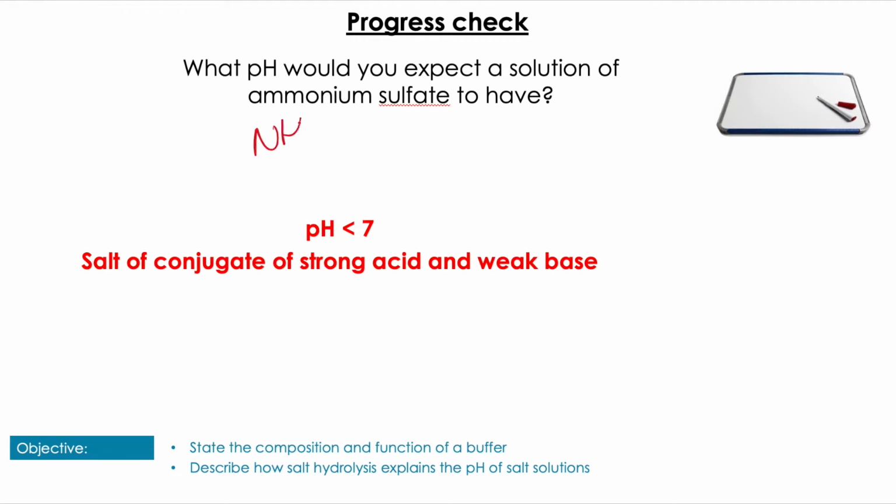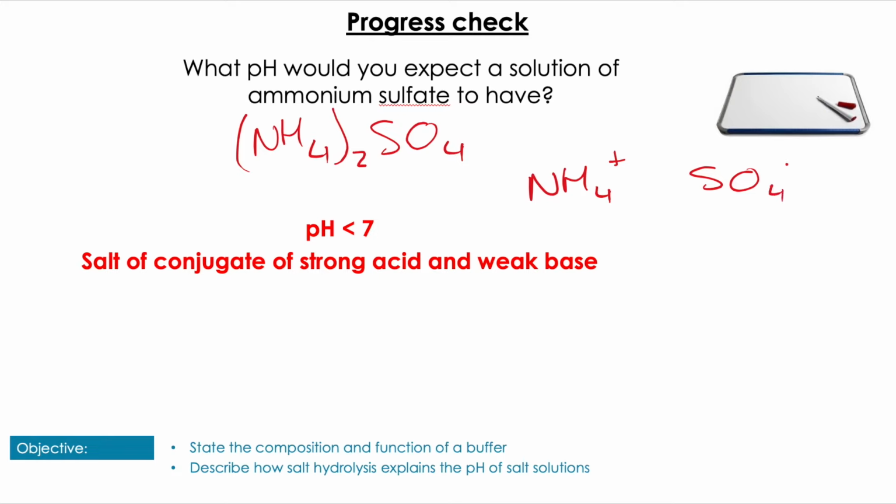Okay, so here we've got ammonium sulfate, which is (NH4)2SO4. Now the ammonium ion, the NH4+, is coming from the weak base, and the SO4 2- is coming from a strong acid. Strong acid will not interact as it had full dissociation, and so therefore the NH4+ will remove OH- from the solution and therefore make the solution acidic.